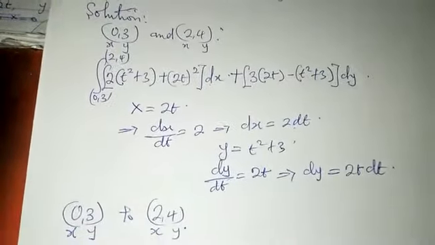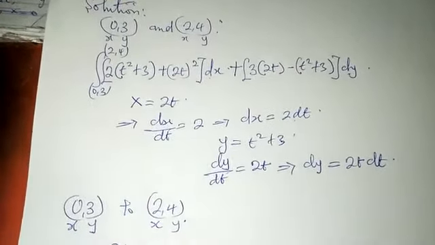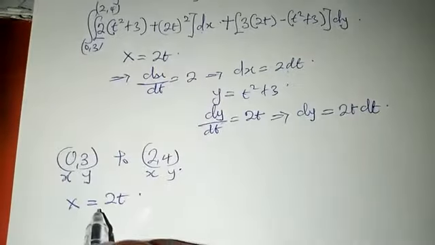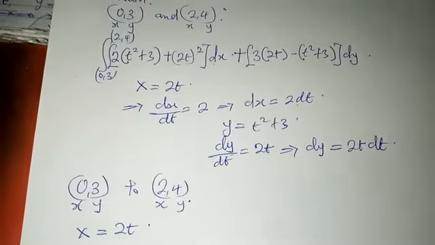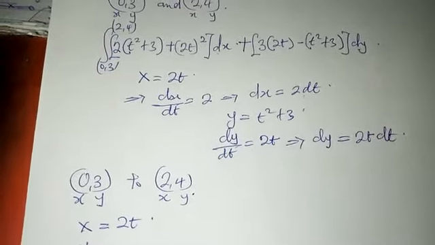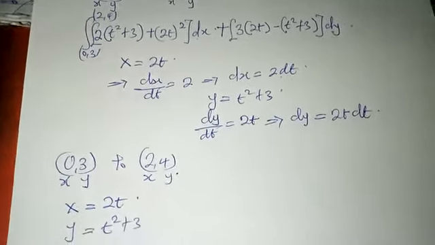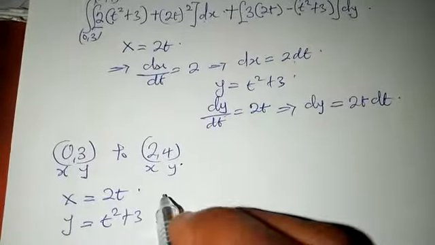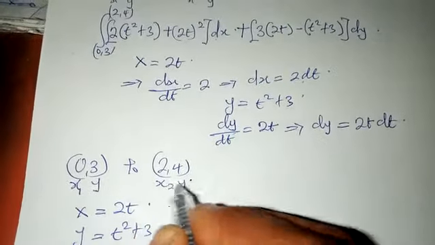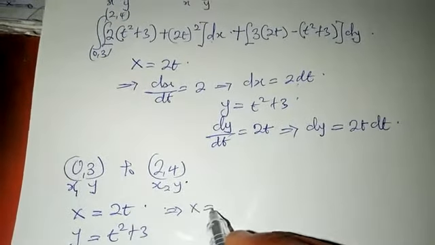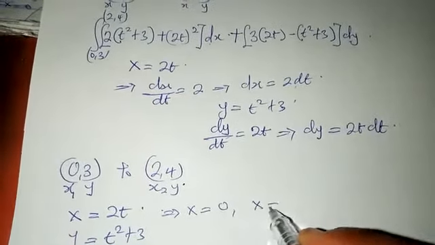Now, from this, you remember they said that x is 2t. They said that x is 2t. And also they said that y is t squared plus 3. Now, see what happened. We have x1 and we have x2. This implies that x can be 0 and x can be 2.